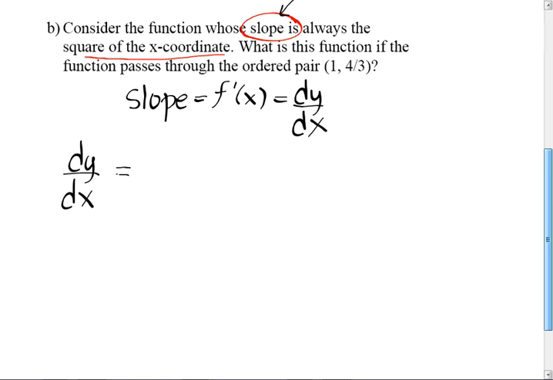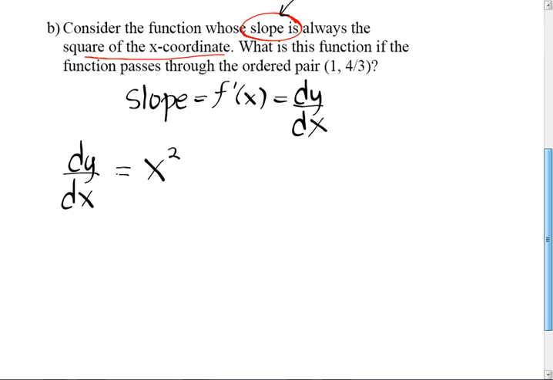Square of the x-coordinate. So what is it? It's too easy. X squared. If you think some things are easy, they probably are.